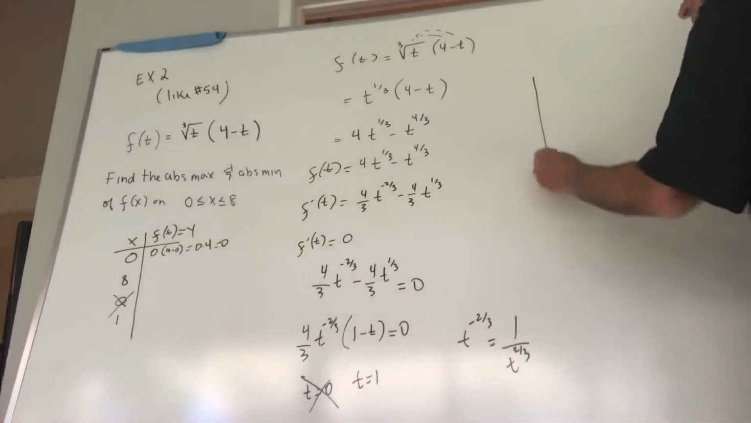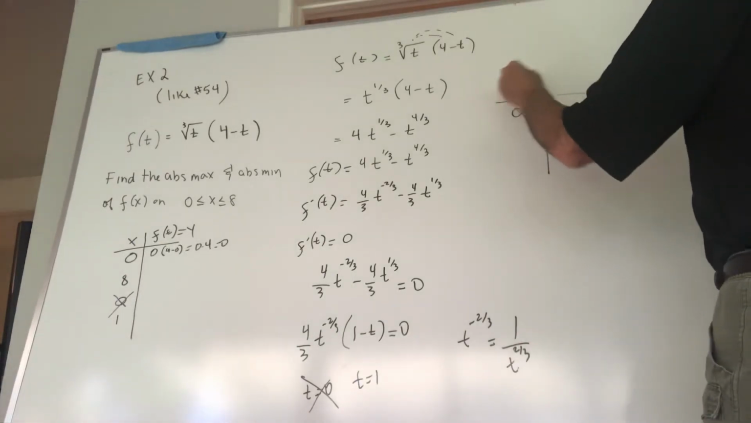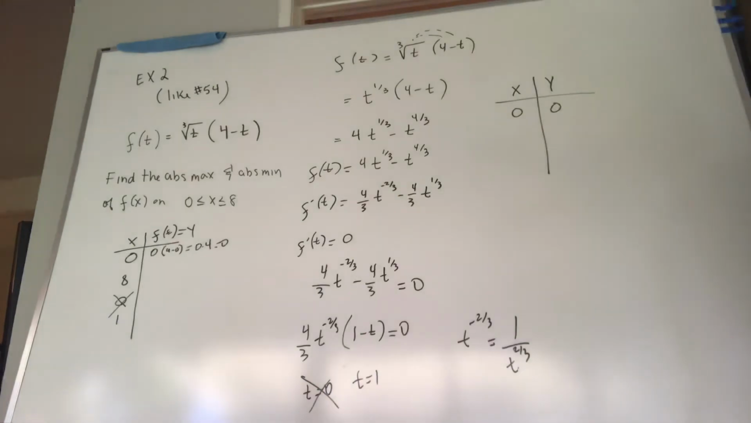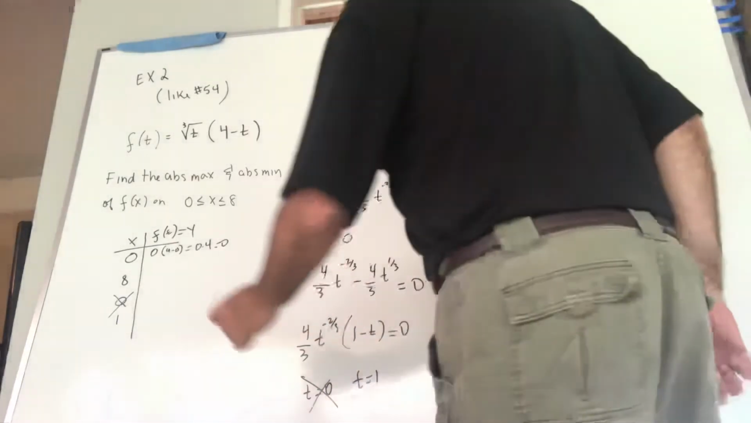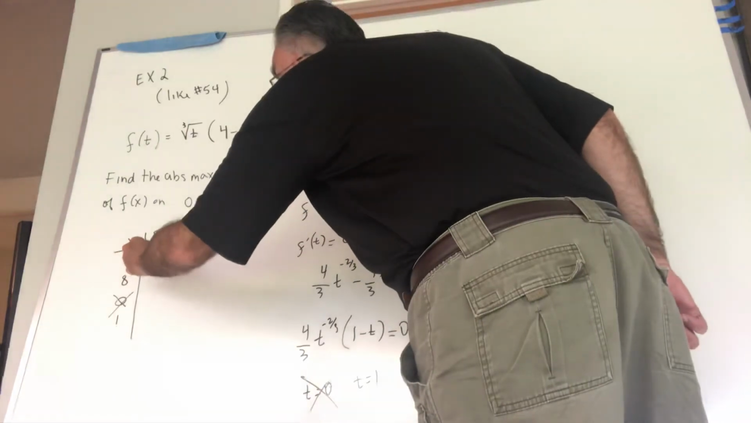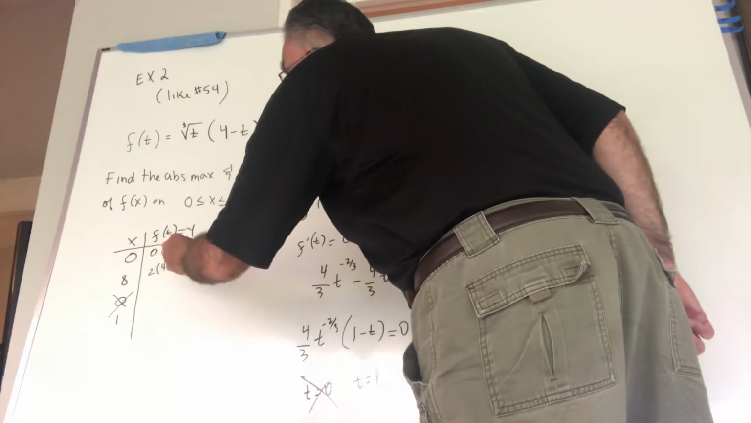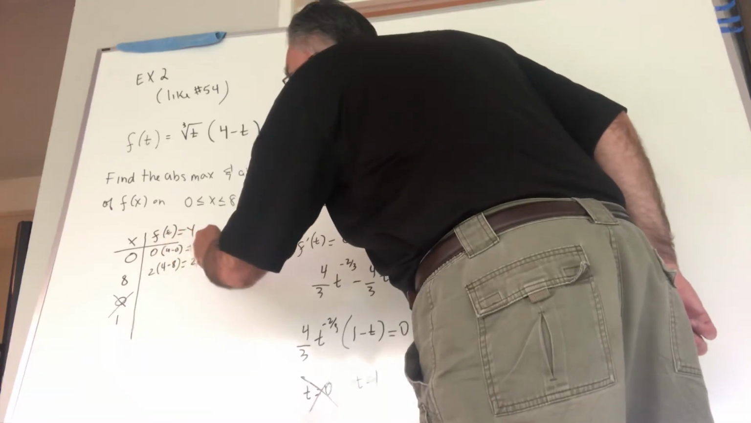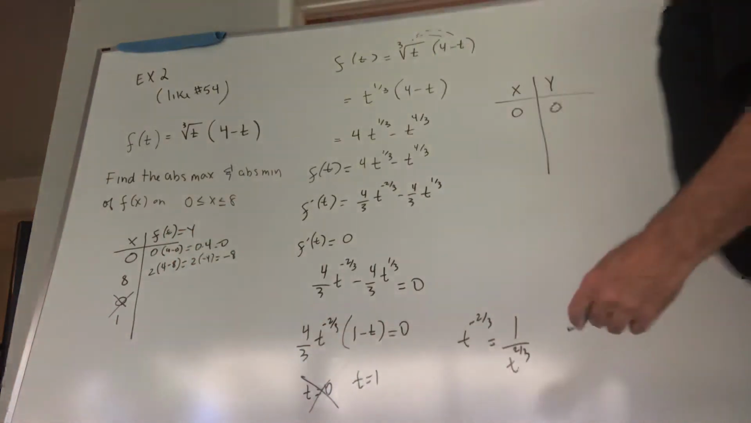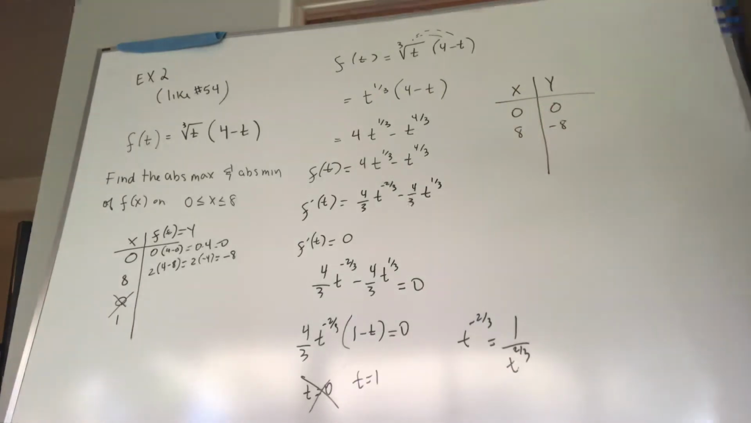So the endpoint is going to be at 0, 0. Then I put 8 in. Now you have to know the third root of 8 is 2. 4 minus 8 is negative 4. So you get negative 8. So if I put 8 in, and again, notice this calculation is a little different than last time.